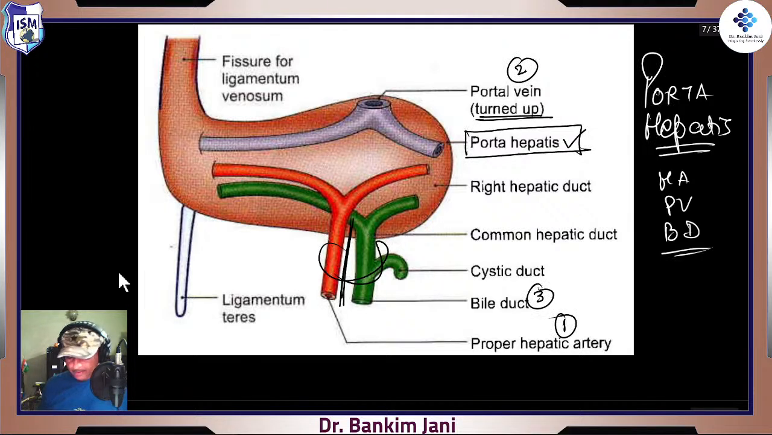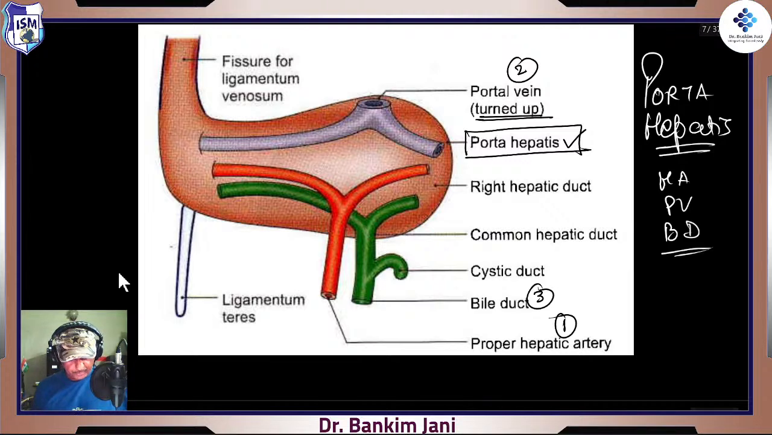But to see it, you have to actually lift so that you can see the rest of the structures. In our dissection, in order to see this, we sacrifice some portion of the liver so that it can be seen. So in any case, these are the three structures which are together.